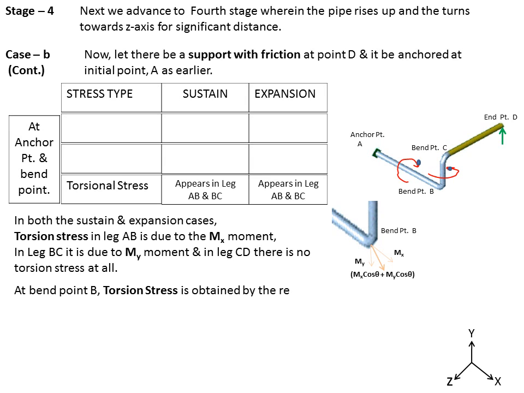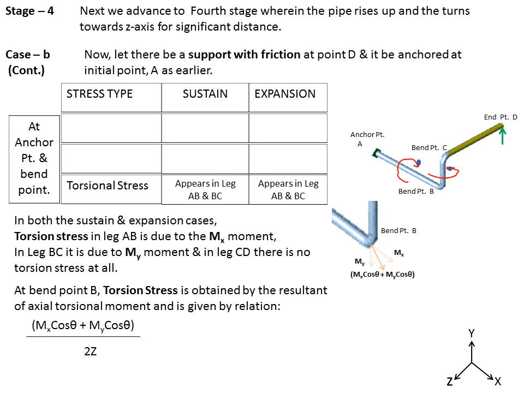At bend point B, torsional stress is obtained by the resultant of axial torsional moment and is given by the relation Mx cos theta plus My cos theta divided by twice the section modulus of the pipe. Herein, we have the x directional moment and the y directional moment, that is, the directions in which the pipe is running. These two moments produce the resultant moment along the axial direction of the bend, given by Mx cos theta plus My cos theta, and this when divided by the appropriate section modulus produces the torsional stress.